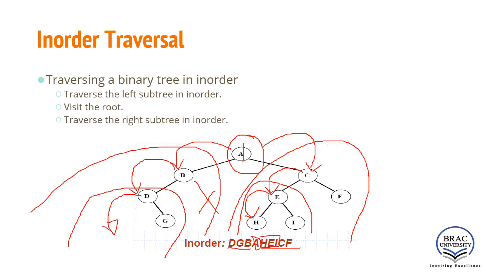After that we visit the root, that is C, and after that there's only the right subtree, this is F. So then you should visit F. So the in-order traversal will be: A, no, then go to B, no, then go to C, no. There's no left subtree, so the order will be D, G, after that B, then A, then C, no, E, no, then H, E, I, after that C, and finally the last one is F.